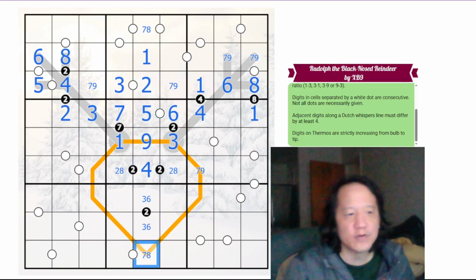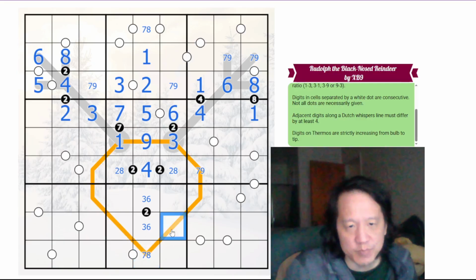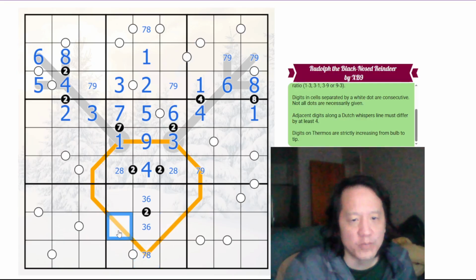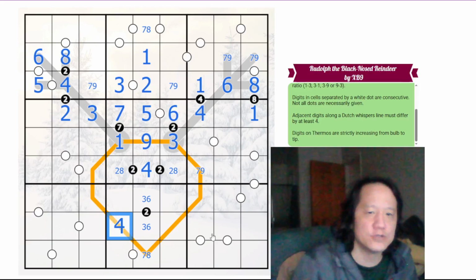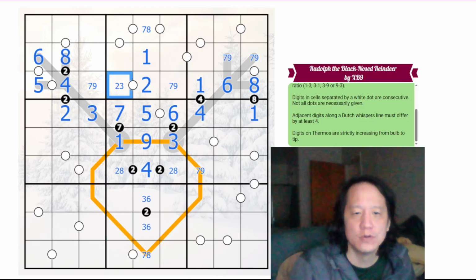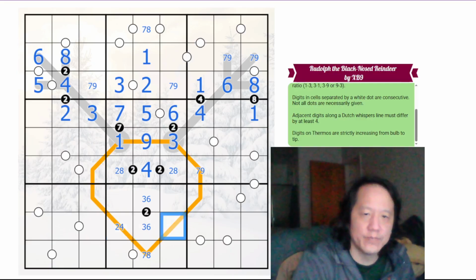This is 7 or 8. These digits must be at least 4 or more away from 7 or 8. So it's 4 or less, and this can't be 1 or 3, so this is 2 or 4 here. This can't be 3, so it's 1, 2, or 4 here.